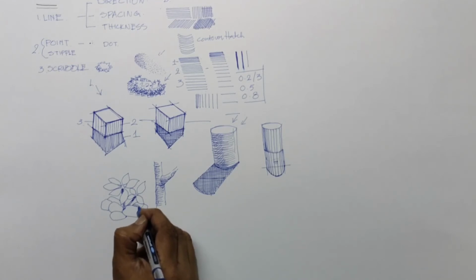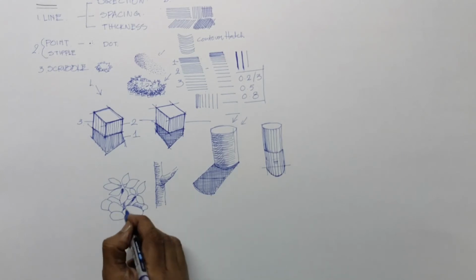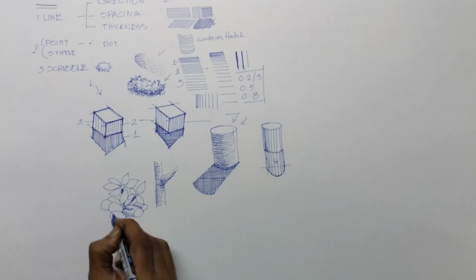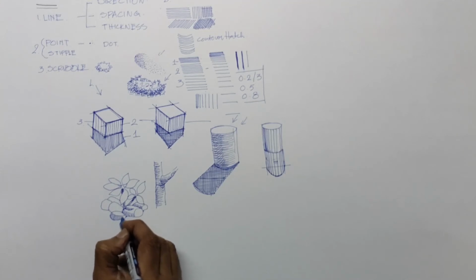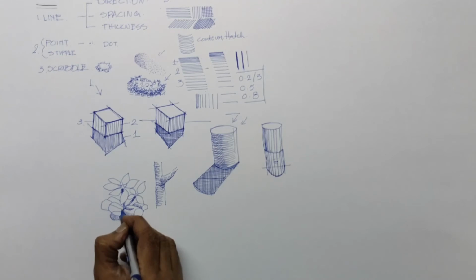Again I'm using a contour hatch for the small stones here. See here. So I'm adding this. Stippling also I will do slowly. See, this way, matching. This is a contour hatch. So the surface is not straight or like a cube.